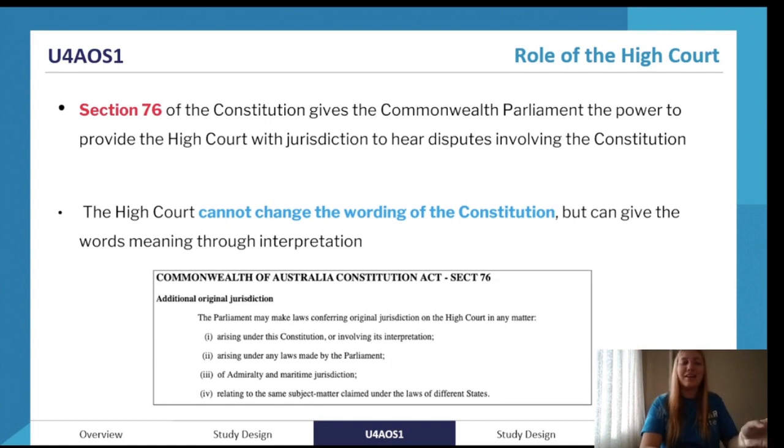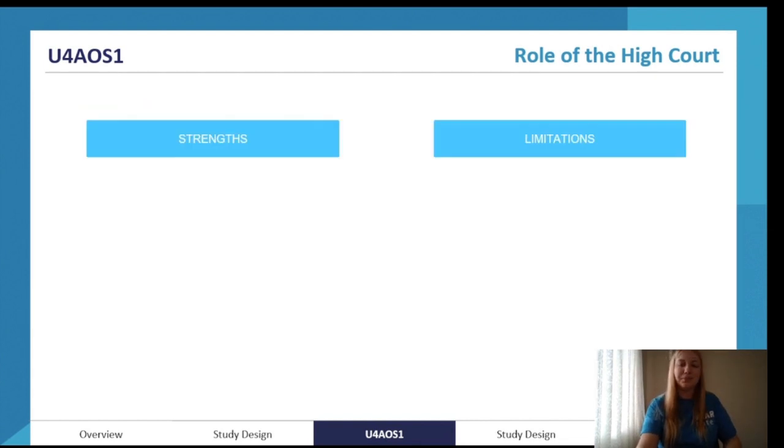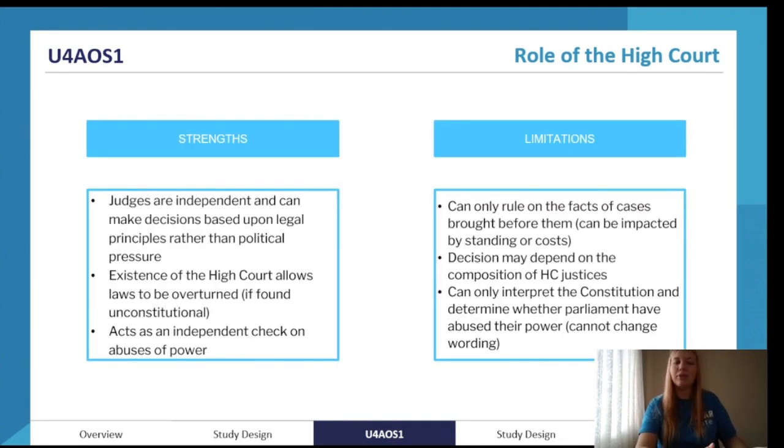They can't edit anything, but they can develop common law around it, judge-made law around it, develop more legal principles, develop a doctrine of precedent, and they can give the words meaning through that interpretation. So other disputes will be resolved in a similar way in the future.